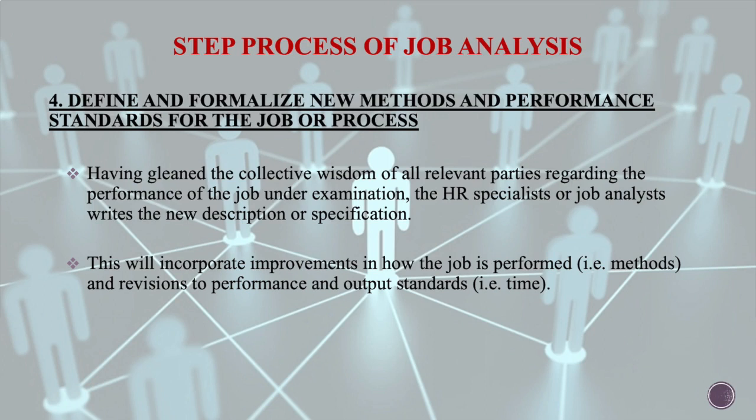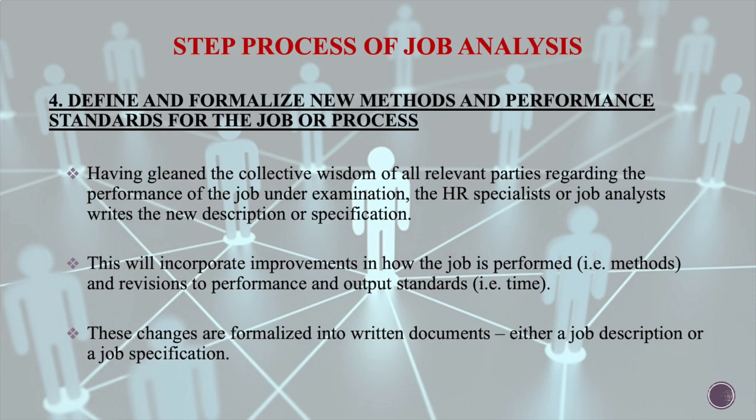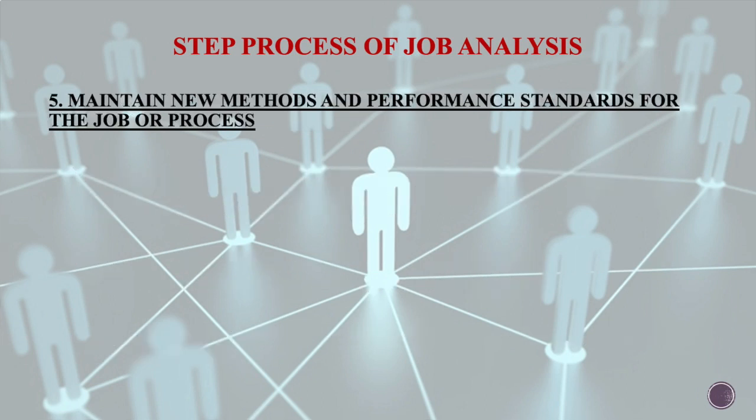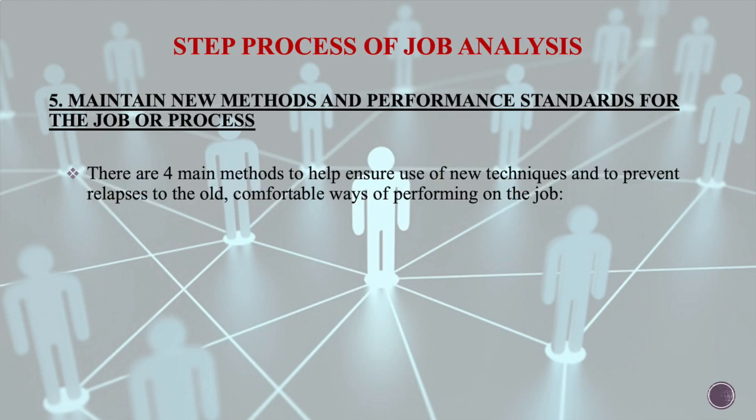How the job is performed is called the methods. And revisions to performance and output standards are called the time. These changes are formalized into a written document, and that is called a job description sheet or a job specification sheet. Now the fifth point: how to maintain the new methods and performance standards for the job or process. There are four main methods here which help ensure use of new techniques and prevent relapses to the old comfortable ways of performing the job.